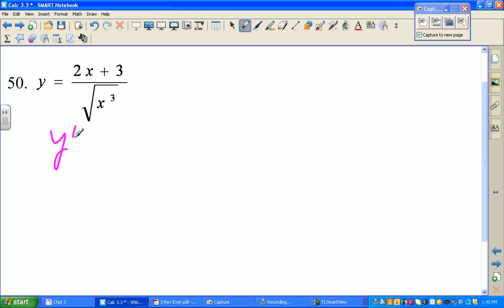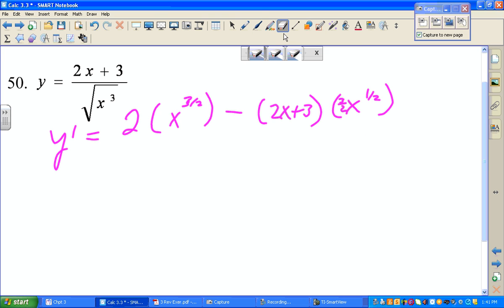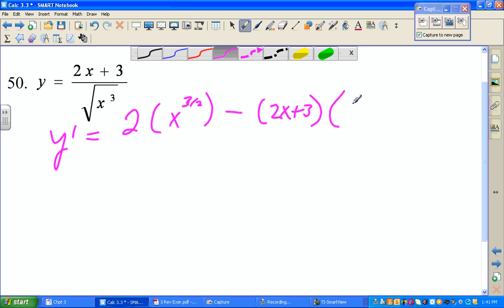Y prime. 2 times x to the 3/2, minus 2x plus 3 times x to the 1/2, the 3/2 out in front. That's hard to see. Let me change it. All right. 3/2 x to the 1/2.